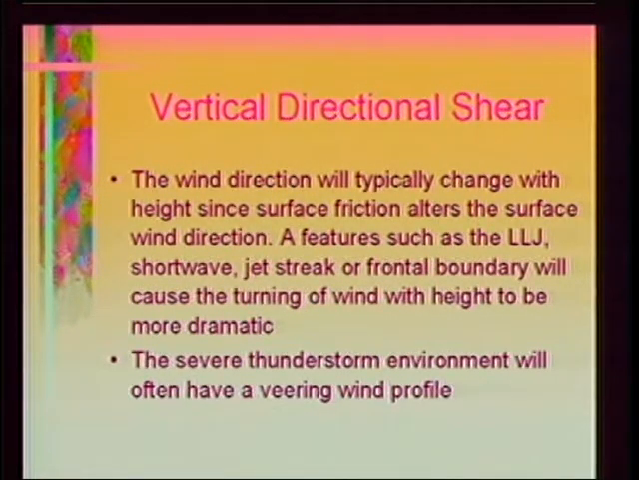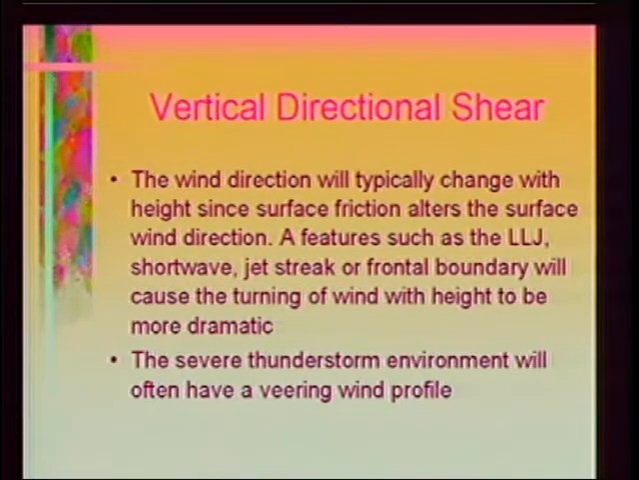The wind direction will typically change with height since friction alters the surface wind direction. Features such as a low-level jet, shortwave, jet streak, or frontal boundary will cause the turning of the wind with height to be more dramatic. So if you're in a typical summertime situation in the middle of an air mass, you may not have much of a directional change of wind with height. But if you have different air masses in the vertical, or there's a low pressure nearby, or frontal boundaries, you'll tend to have a more significant turning of the wind as you go up with height.